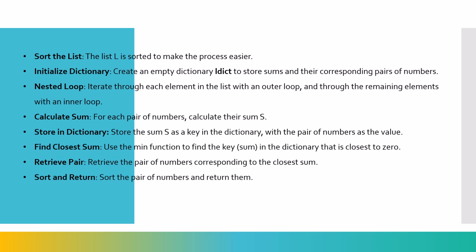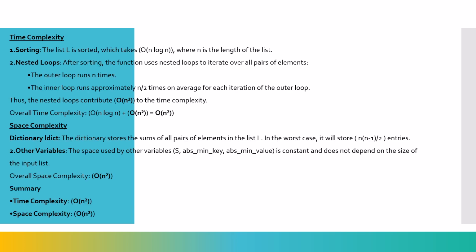Let's move ahead with one of the approaches, that is the brute force approach, in which we sort the list, initialize an empty dictionary, then use a nested loop to try all the pairs, store each pair's sum in the dictionary, find the sum closest to 0 using a minimum value, and return the sorted pair. The time complexity in this case is O(n^2), and the space complexity is also O(n^2).